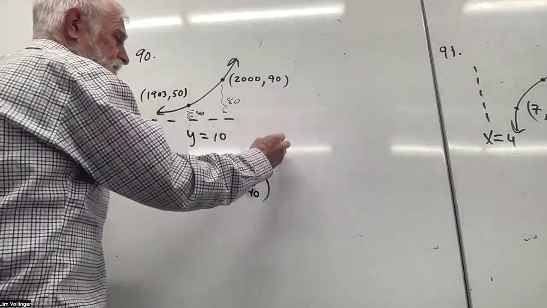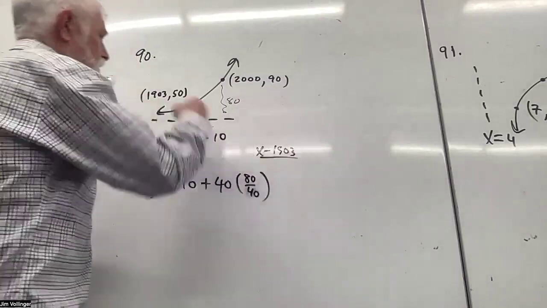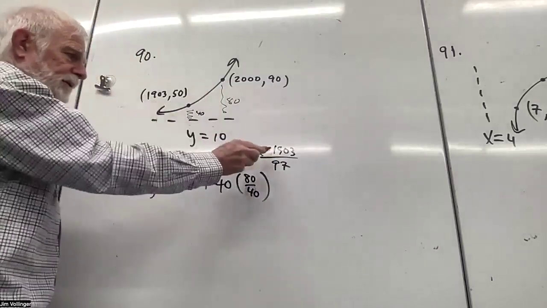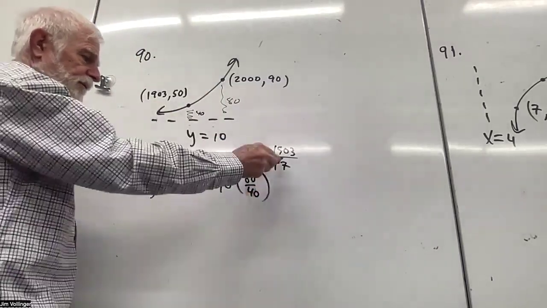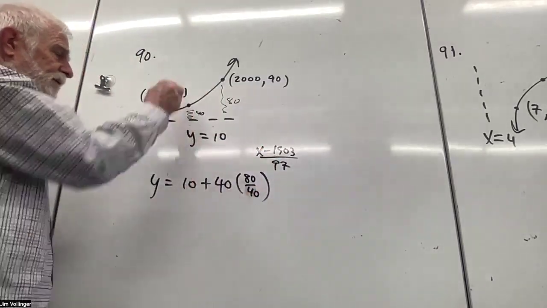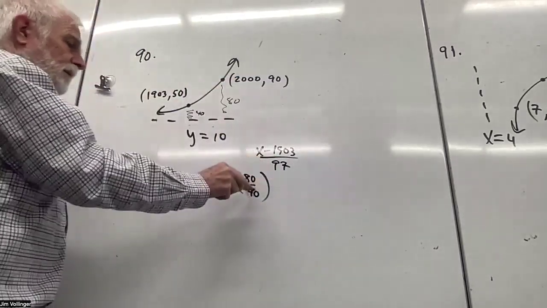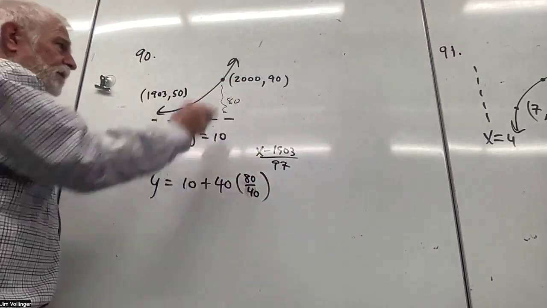1903, so x minus 1903. 1903 to 2000, 97 years. Drop it in 1903, you get a 0. 2 to the 0 is 1, times 40 is 40, plus 10 is 50. Drop in 2000, you get the exponent 1, which gives you 2 times 40, 80, plus 10, 90.